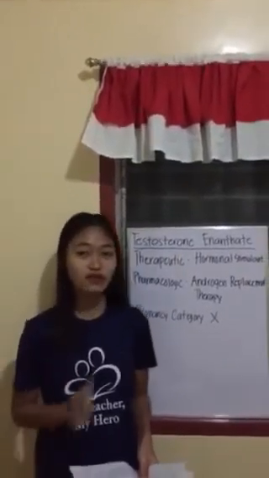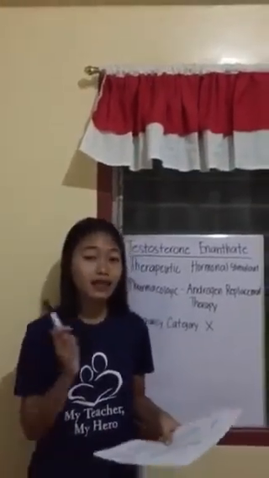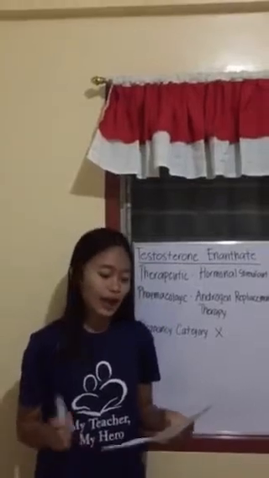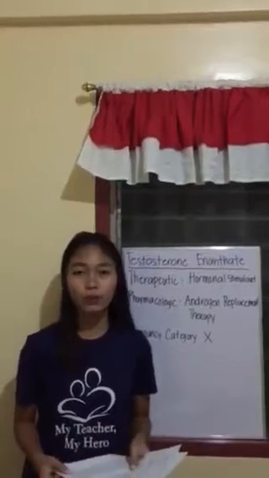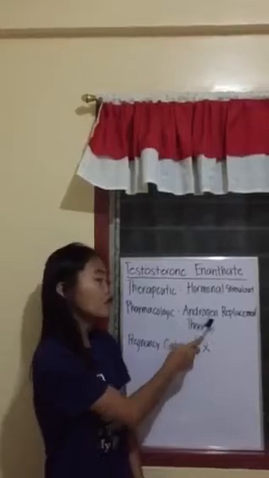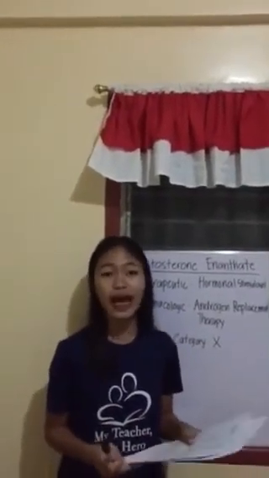For its drug classification, testosterone enanthate's therapeutic classification is a hormonal stimulant. This is used in men or boys that lack this hormone, testosterone, for conditions such as delayed puberty, impotence, and other hormonal imbalances. For its pharmacologic classification, it is used for androgen replacement therapy. And for its pregnancy category, it is X, which means studies in both humans and animals show a high risk of fetal abnormalities.